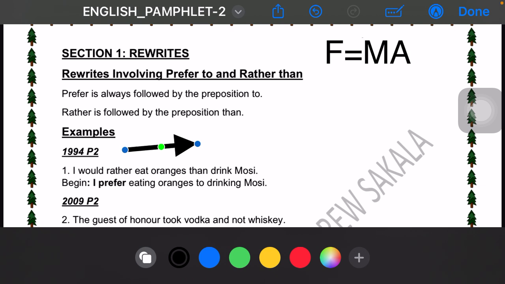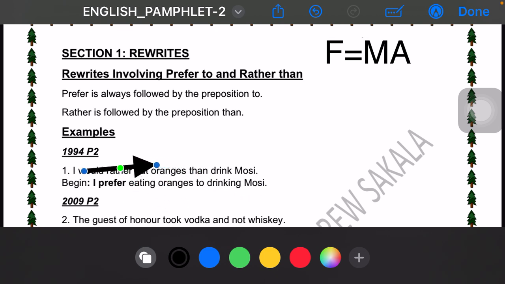How do you change that? By adding ing. For example, here the verb was eat, then in the answer we added ing. Same applies to this verb here. Those are the only changes. And here you have prefer, which, like I said, is always followed by the preposition to. So, I prefer eating oranges to drinking mossy.